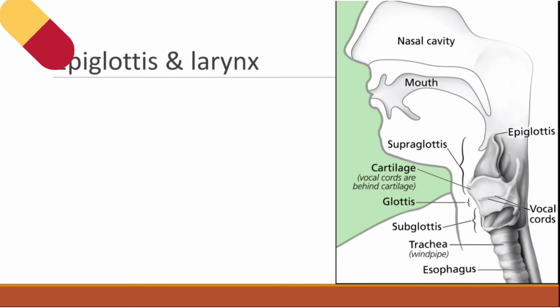The next important structure in the respiratory tract is the larynx. The larynx is located right here, and it is also known as the voice box as well as the Adam's apple. The larynx is made up of many cartilages and contains the vocal cords. Its main function in the human respiratory system is that it connects the pharynx to the trachea. So it is the in-between part of this.